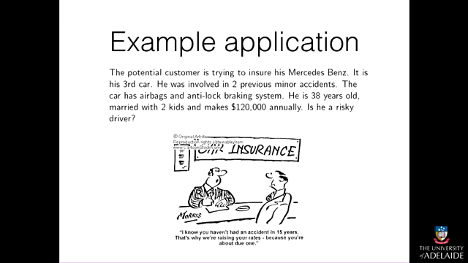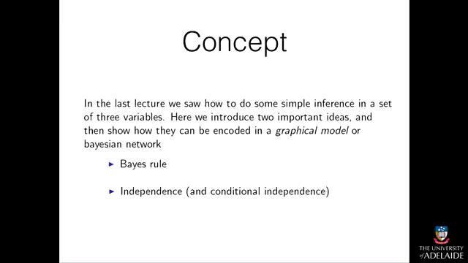Okay, and Bayesian network has many real-world applications. For example, if you want to assess if a customer is a risky driver, you can observe a lot of evidence and represent this evidence as a set of random variables. Then you can use a Bayesian network to represent the joint probability, and then you can do the inference. Okay, so Bayesian network is based on 2 important ideas. The first idea is called Bayes' rule, and the second one is called independence, or conditional independence.